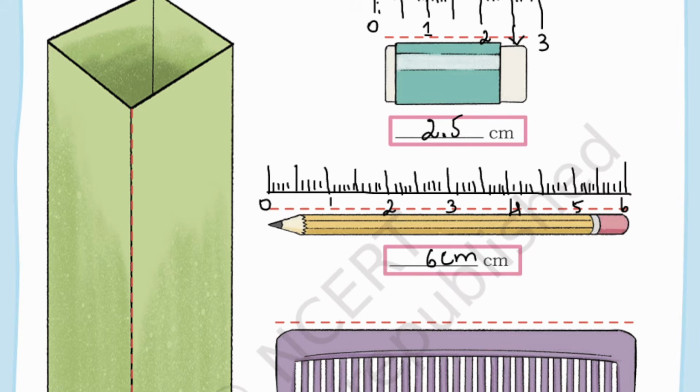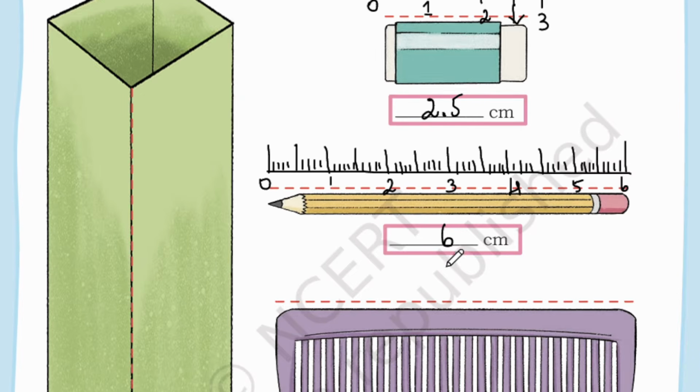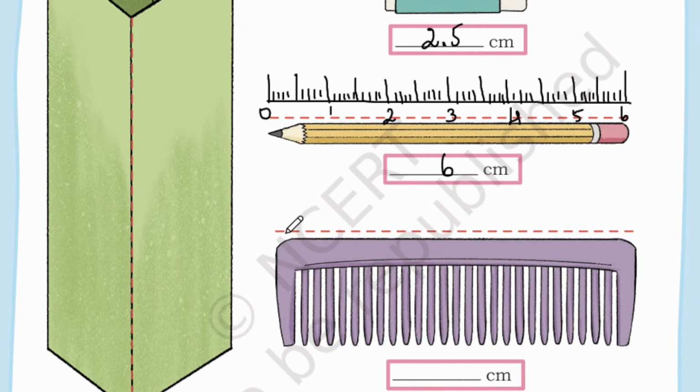Okay, centimeter is already there, so I just write 6. Okay, so next we have a comb. If you see, the comb and the pencil are almost the same length. I'm not going to measure it again, so I'm directly writing 6 centimeter. If you see, the length is equal.